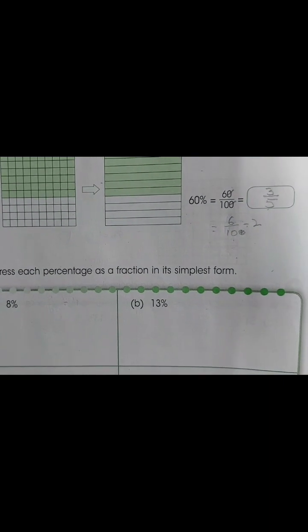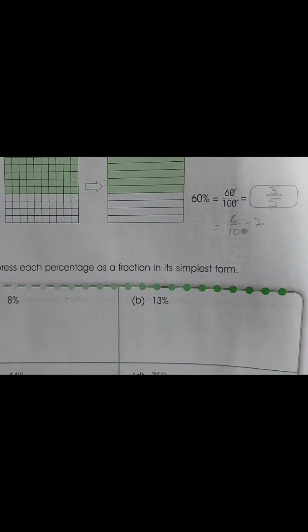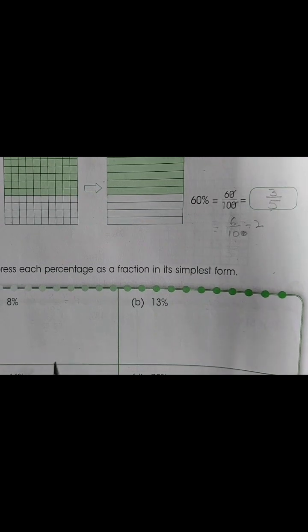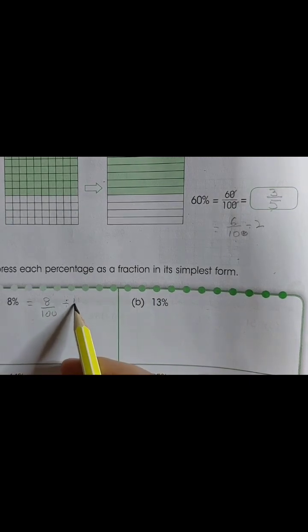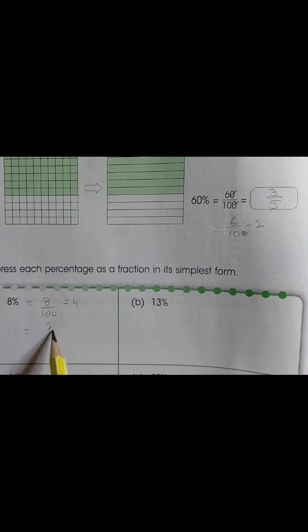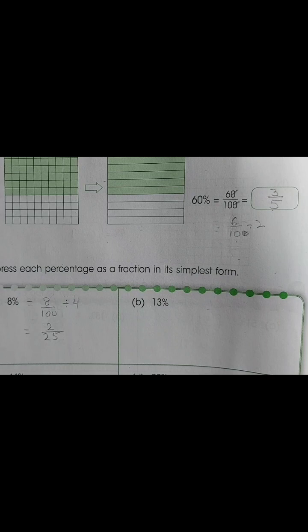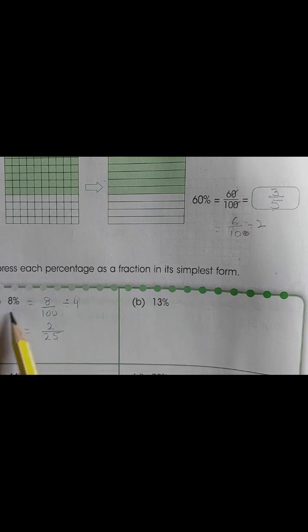Question number 4 is express each percentage as a fraction in its simplest form. Again, first of all, we have to change them into its fraction. 8 upon 100. So we have to check both are divisible by any number. Yes, both are divisible by 4. 4 2s are 8. 4 5s are 20. So it means 2 upon 25. And 2 upon 25 won't come in any table together. So this is its simplest form. 2 upon 25 is the simplest form for 8%.